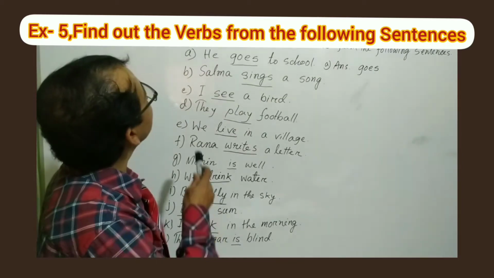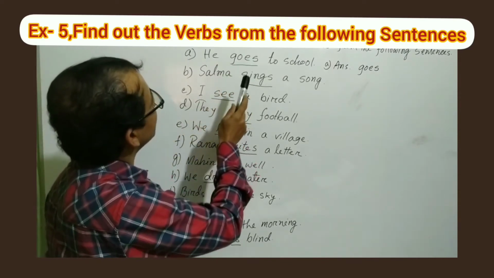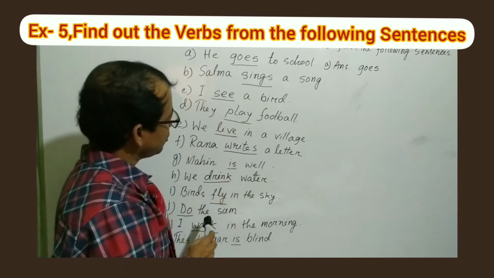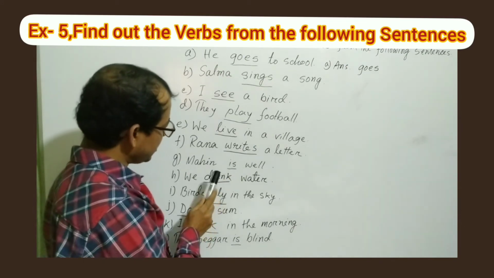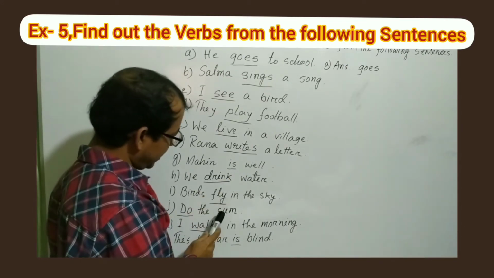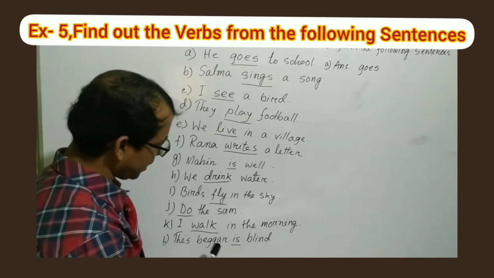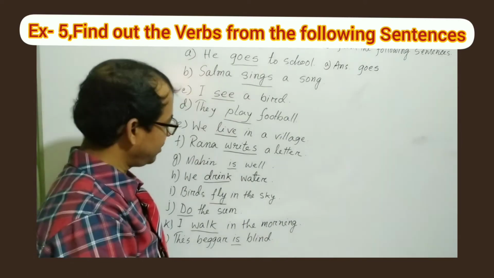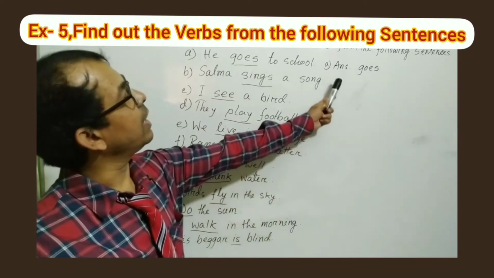So here you can see this is a principal verb, principal verb, principal verb. This is also a principal verb. This is an auxiliary verb. This is a principal verb, principal verb, and this is an auxiliary verb. Okay, my dear student, so you will write the answer this way.